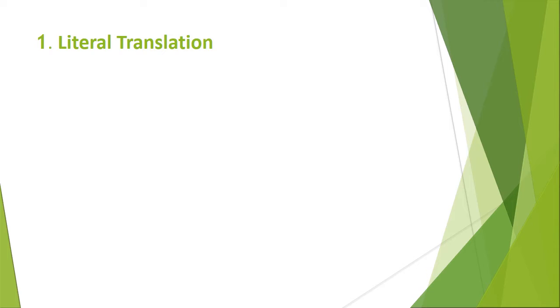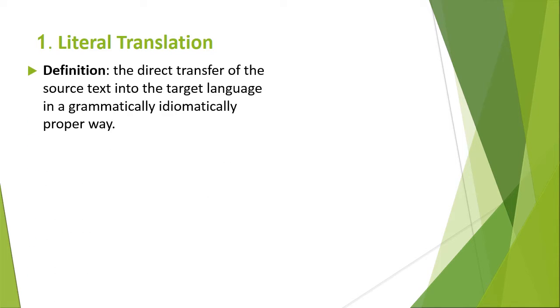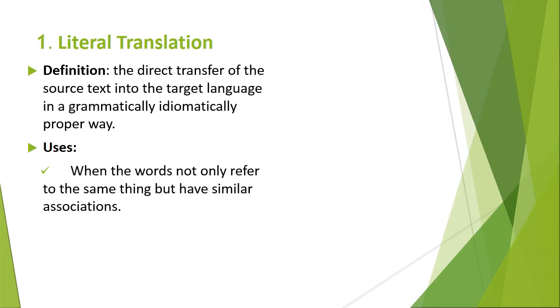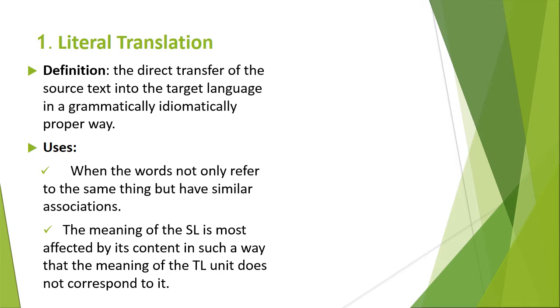Let me start with the first translation procedure, literal translation. It is the direct transfer of the source text into the target language in a grammatically and idiomatically proper way. It is used when the words not only refer to the same thing, but have similar associations, or when the meaning of the source language is most affected by its content in such a way that the meaning of the target language unit does not correspond to it.